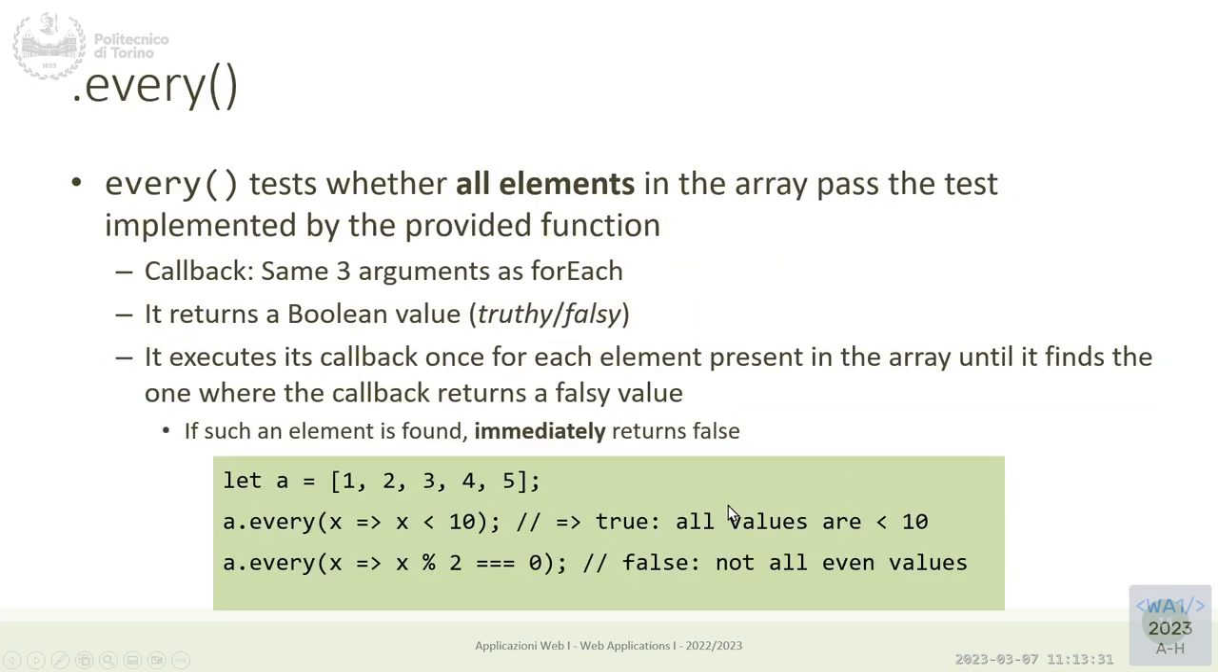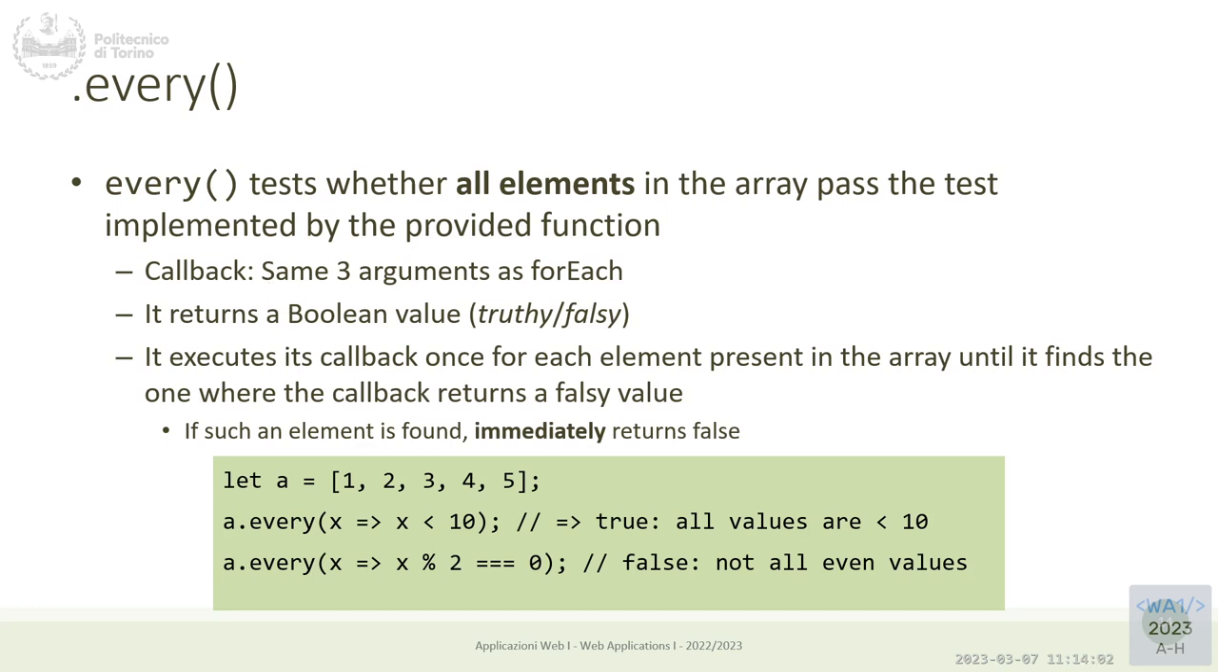And the other two basic functions are, like we said, every and some, that implement the loops for finding whether all the elements have a given property, or at least one element has it. So every is the for-all test, whether all elements in the array pass the test, and the test is implemented by the callback. So it's a sort of a forEach.